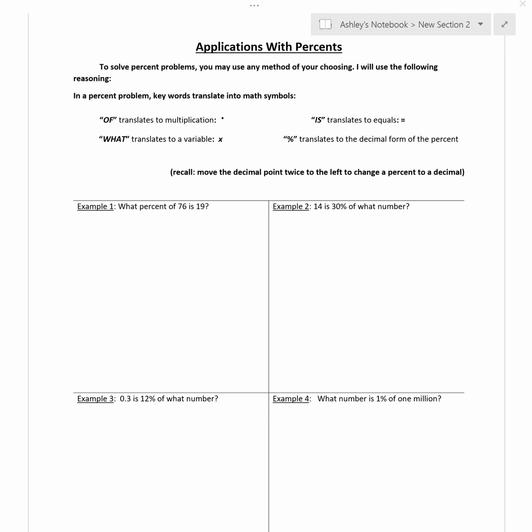So anyway, this section's about applications with percents. And you've probably seen these problems before in a previous math class. So notice here in example 1, we're going to tackle that one first. All it's asking is what percent of 76 is 19?